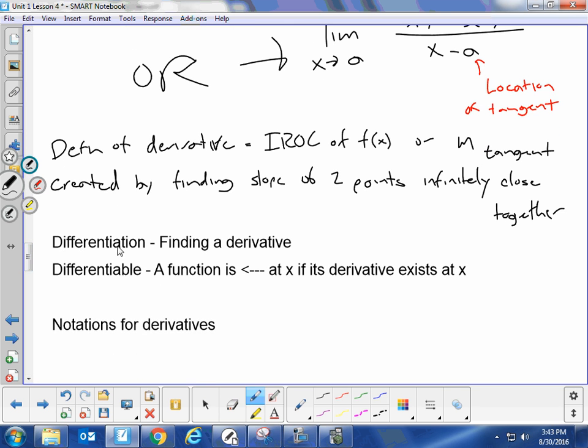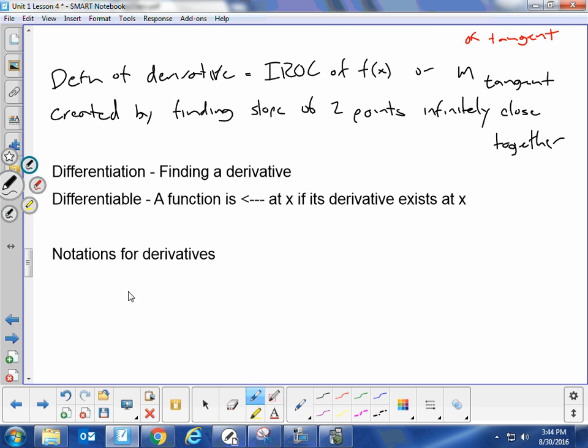We say differentiation is the process of finding a derivative. We say a function is differentiable if the derivative exists. Okay? Notation for derivatives: we will use f and a little tick mark we will call prime, at some value. This is the slope of the tangent of f at c is equal to something.